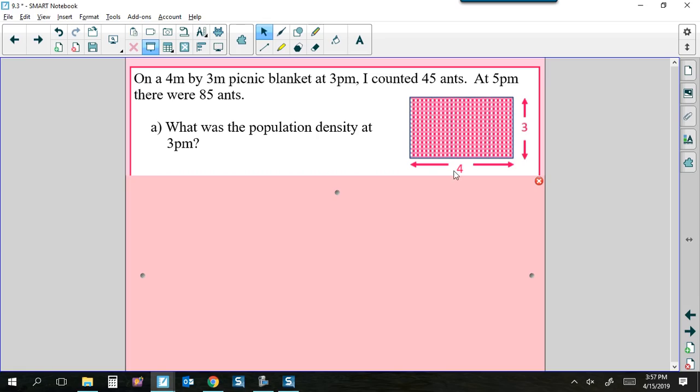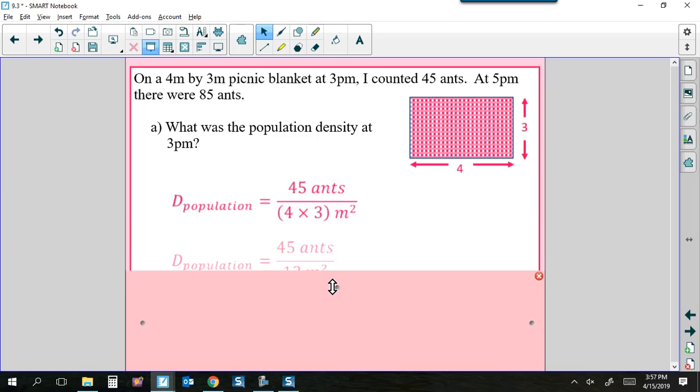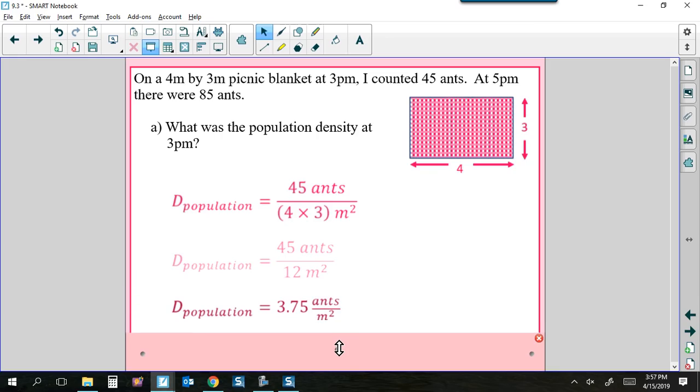Well, this is similar to the problems for just regular density where we had to calculate the volume. I didn't give you the area of this blanket, but I am telling you the dimensions, and it's clearly a rectangle here. So we would simply take the total population, which is 45 ants, and divide it by 4 times 3, because 4 times 3 are the dimensions of the blanket. Again, remember, people over area. So we have 45 divided by 12, which works out to be on average 3.75 ants per meter squared.